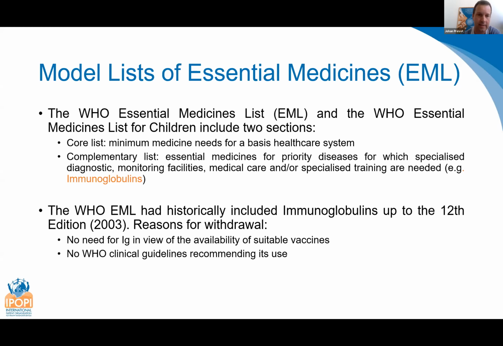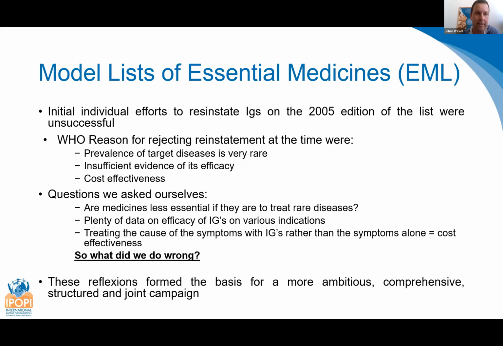And so this decision led a lot of stakeholder organizations, including IPOPI, to react immediately to the decision and try to appeal it, and many letters were sent and arguments were developed, but to no avail. And the initial individual efforts to reinstate immunoglobulins in the list were unsuccessful. So we were not able at the time to get immunoglobulins back. And in 2005, the WHO provided us with the reason for rejecting the reinstatement.